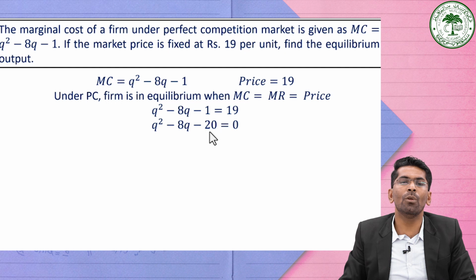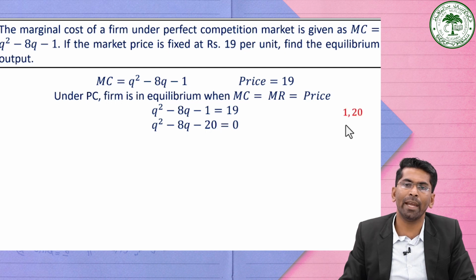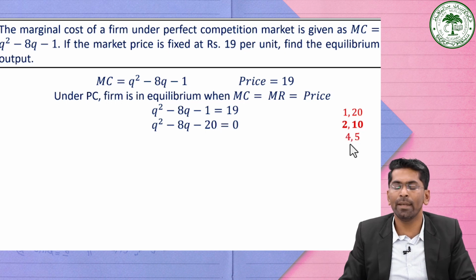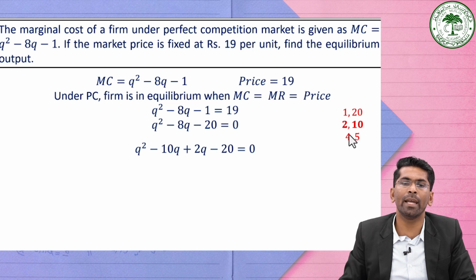Now we find two numbers whose product, A into C, is minus 20 and whose sum is minus 8. The numbers may be 1 and 20, or 2 and 10. So the numbers will be 2 and 10. If you multiply 2 and 10, you get 20. It is better to put the minus sign on 10, so that we get minus 8. So we are considering minus 10 and plus 2.